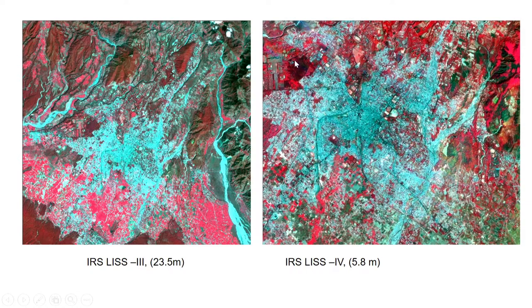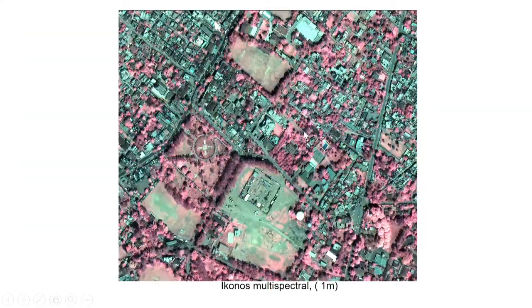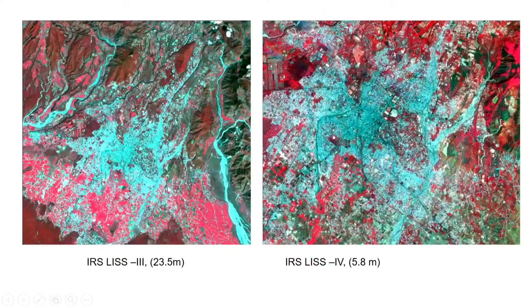So you see, as the pixel size has decreased, or the spatial resolution has increased, suddenly your information content has also increased. But this requires more storage space. The image is of larger size, and of course it requires more processing power also, right? Now this is 23.5, this is 5.8, and this is 1 meter. So as we are going from 23.5 to 5.8, and then to 1 meter.